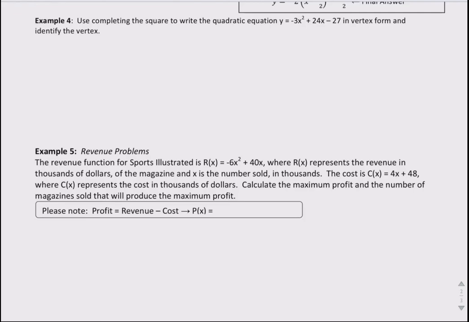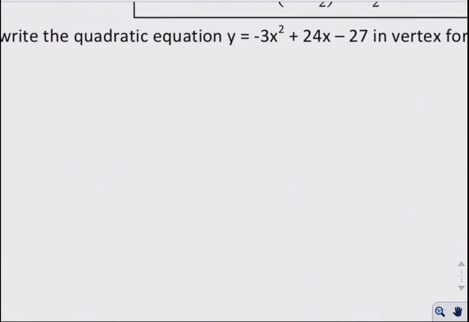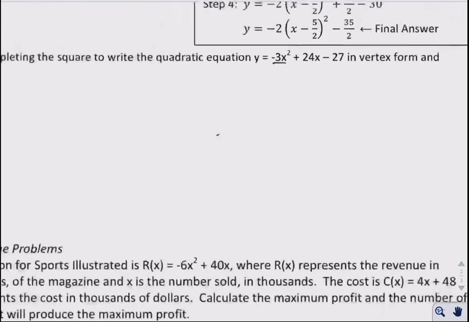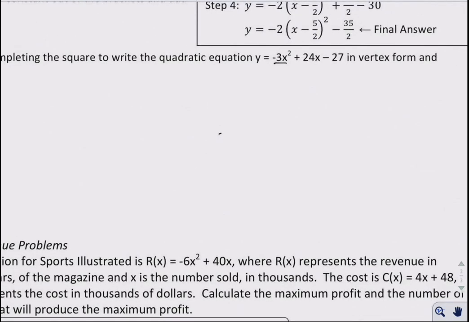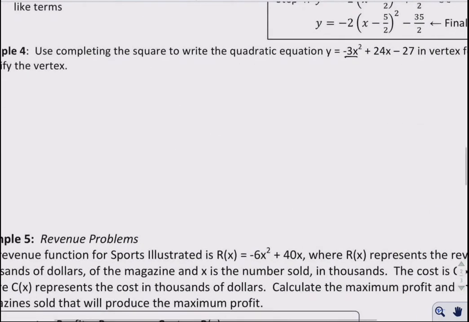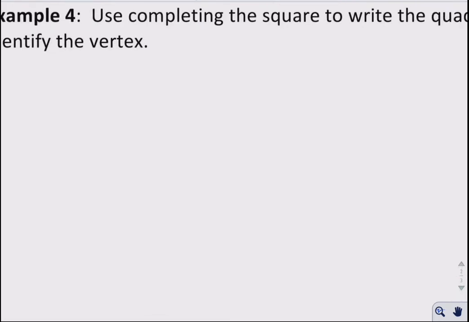Here in our next example, we're looking at completing the square. This time, our coefficient in front is different from 1. So, step number 1. What I'm going to do is divide out the negative 3 from just the first two terms. So here's what I have.